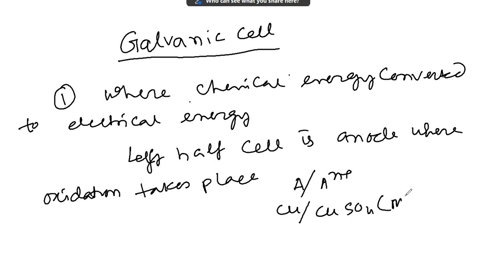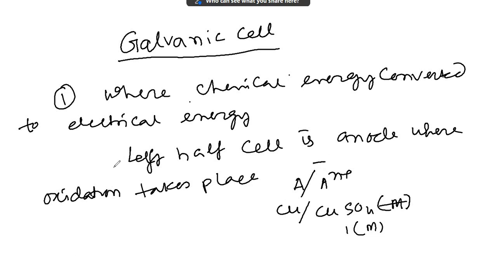1 molar solution. When a metal is dipped into its solution, a potential is developed in contact with the metal and its solution. It is known as the half cell potential. Half cell potential can be oxidation or reduction, depending upon the other half cell to which it is connected. So the left half cell is known as the anode, where oxidation takes place. In this case, it is the negative part.